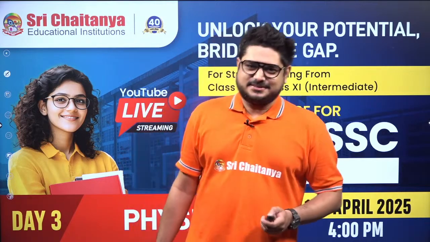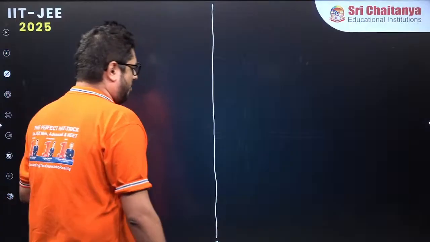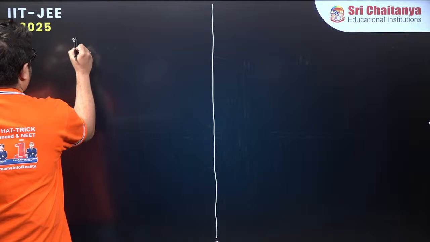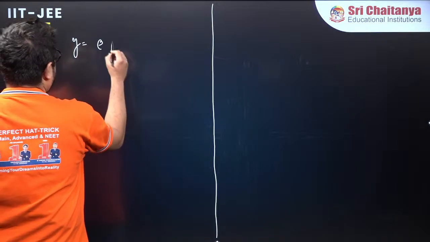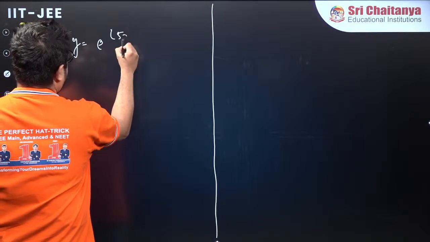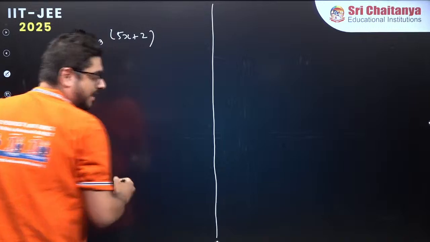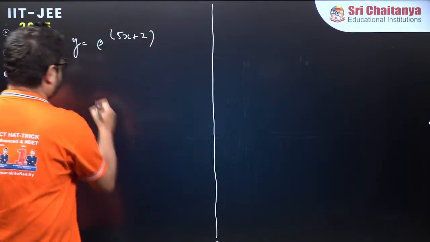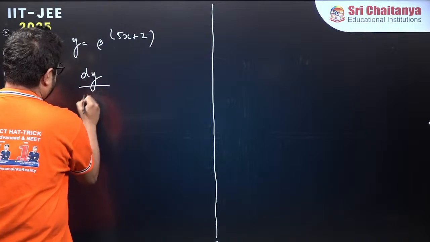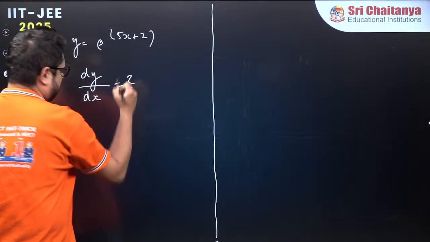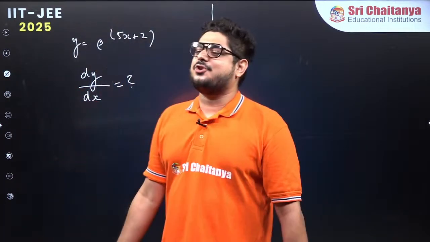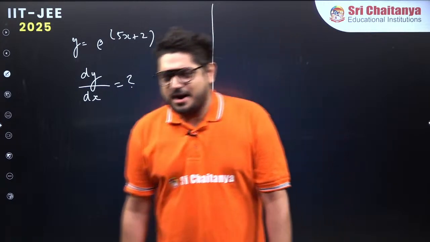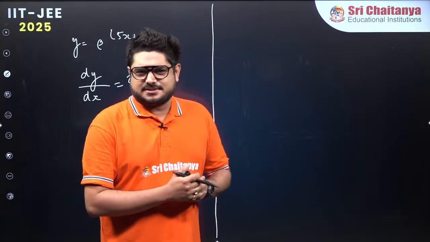So now let's start. I gave a problem, if you can recall. y is equal to e to the power 5x plus 2, and I asked you to find dy by dx. Isn't it? That's what I asked you to solve. So what needs to be done in this type of question?